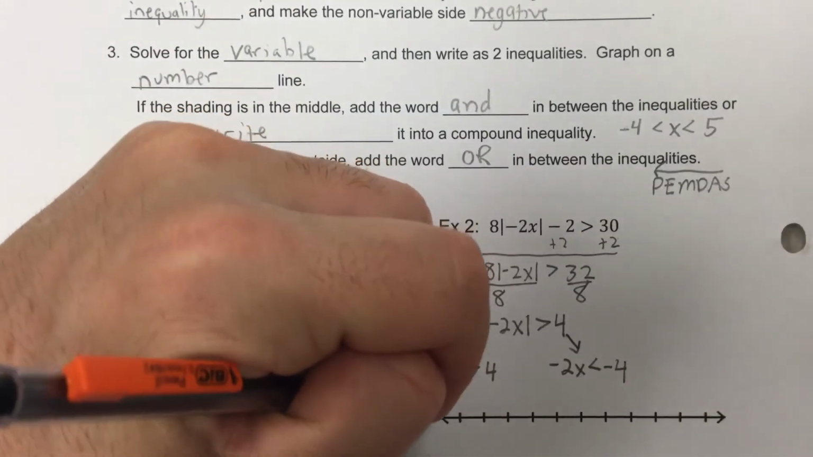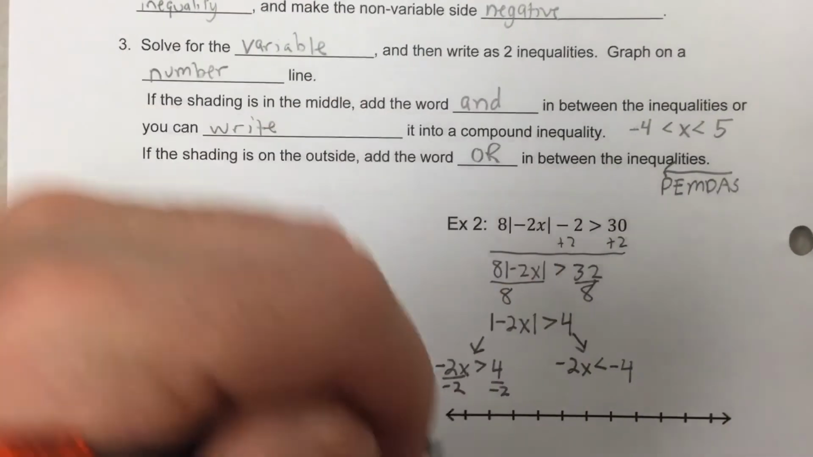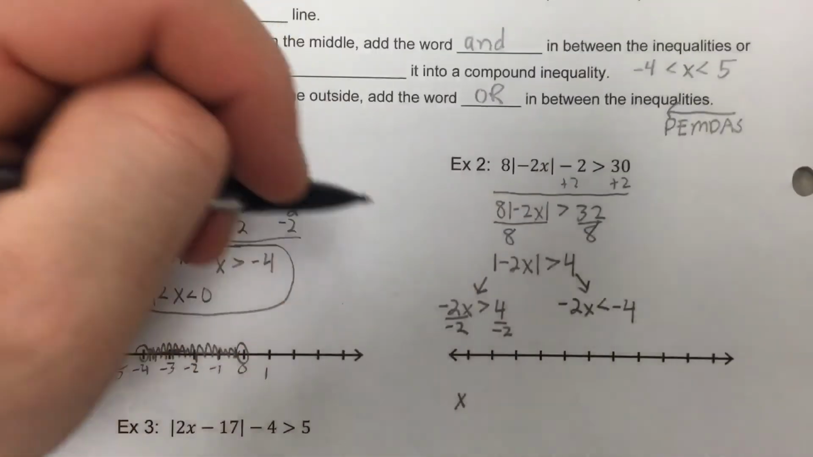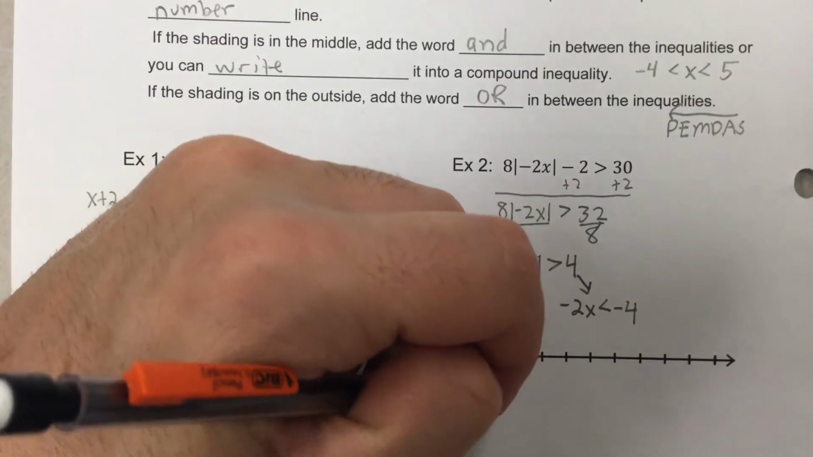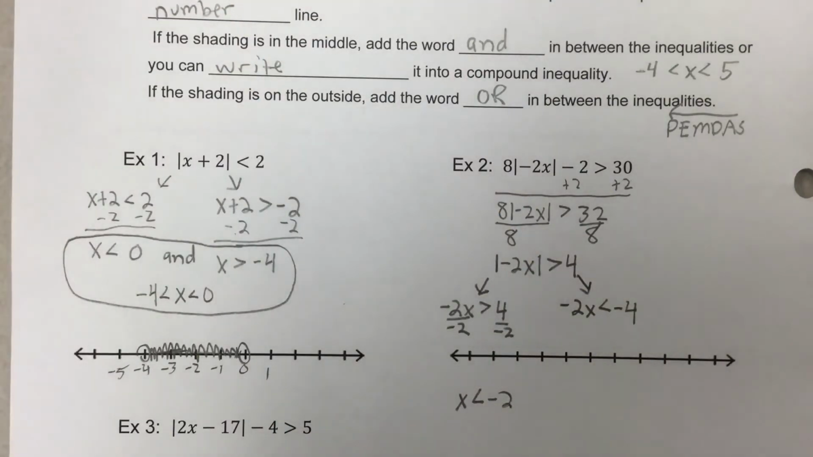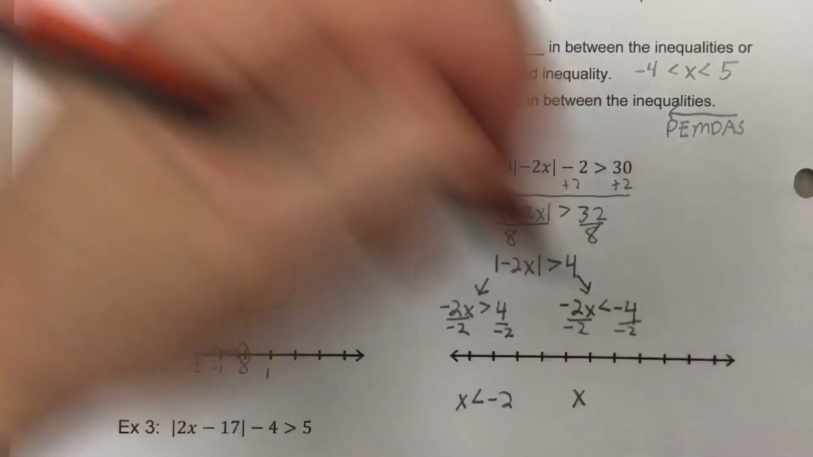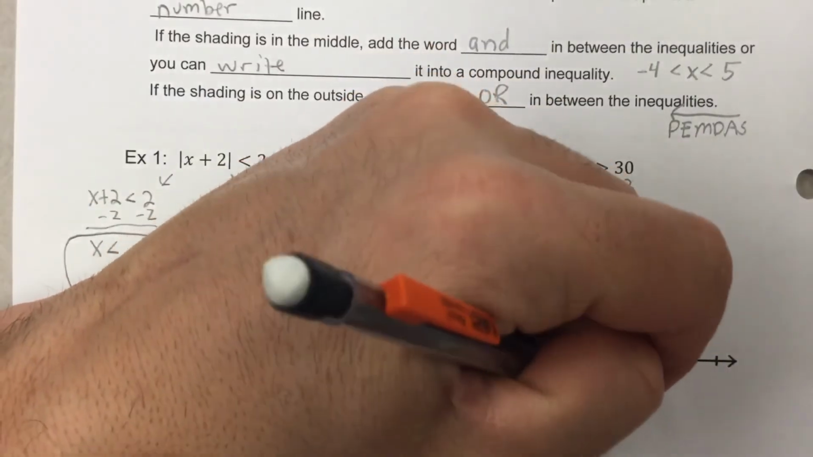I then am dividing by -2, so I have to again flip my inequality. So I get x is less than -2 now. Same thing, I'm dividing by -2 again. So I have to flip my inequality, x is greater than +2.